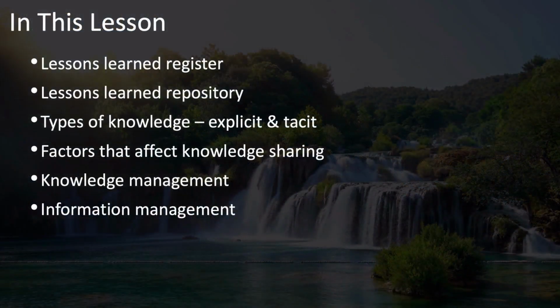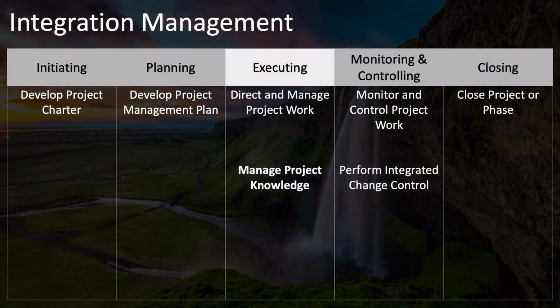This lesson covers the Lessons Learned Register and the Lessons Learned Repository and how they relate to each other, the different types of knowledge, explicit and tacit, the factors that affect knowledge sharing, and the differences between knowledge management and information management. The Manage Project Knowledge process is part of the Executing Process group and the Integration Management Knowledge area. It's a new process that was introduced to place emphasis on the importance of managing project knowledge.